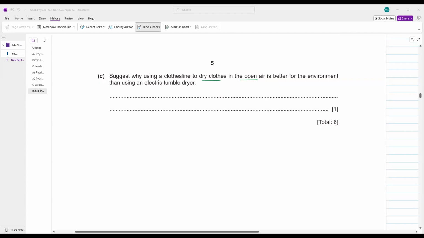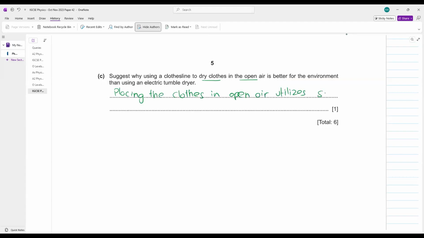So you can write, placing the clothes in open air utilizes solar slash wind energy, which is renewable.